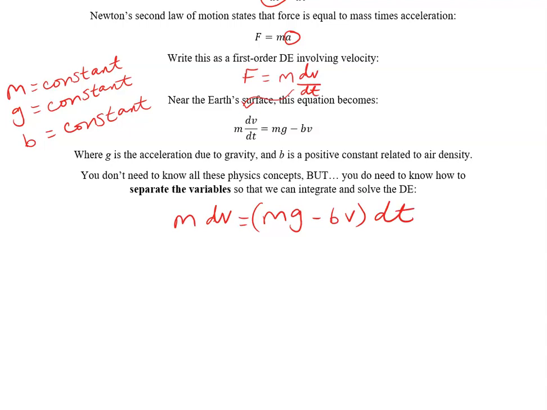And what we want here is anything that contains a v to be over on the left side with the dv term, and if there was anything that contained a t, we would want that to be on the right side with the dt term. And of course, constants are fine to be anywhere. It doesn't matter about those. But to get this term with the v in it to the other side with the dv, I can't subtract because this is multiplication. I can't add or anything like that. So what I'm going to do is divide both sides by the entire expression in the parentheses, that mg - bv.